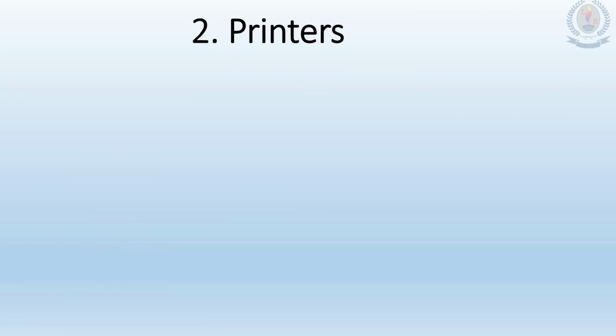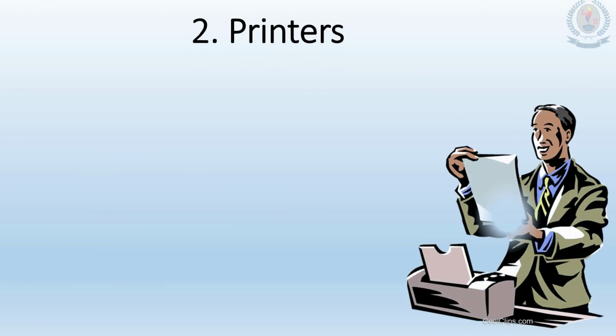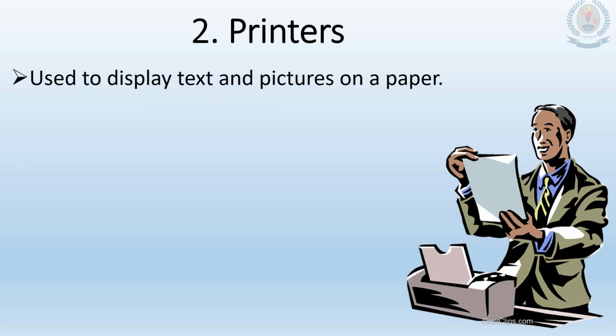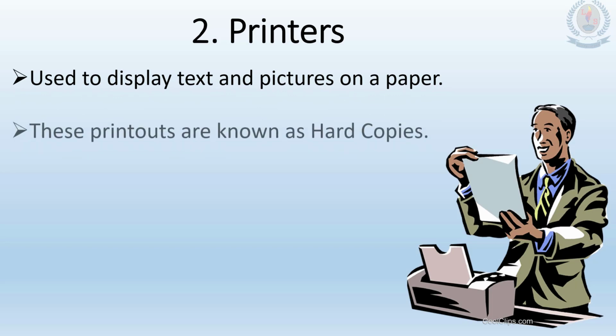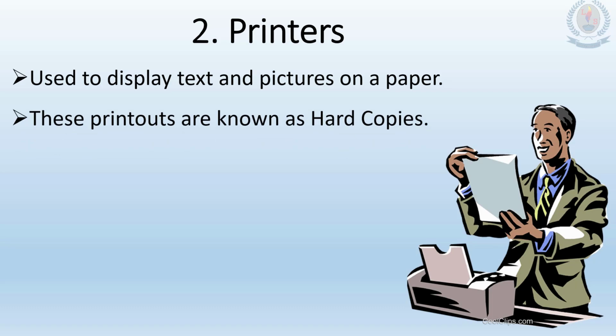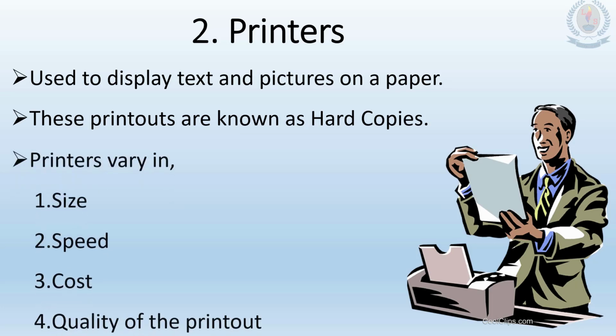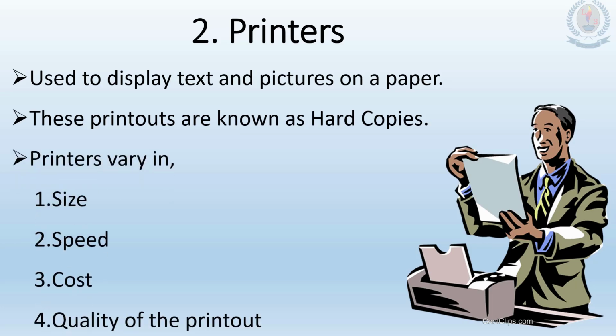The second one is printers. That is also an output device. It is used to display text and pictures on paper. The printouts are known as hard copies. That means we get printouts as the output from the printers. We call those printouts hard copies because we can touch and see those papers.